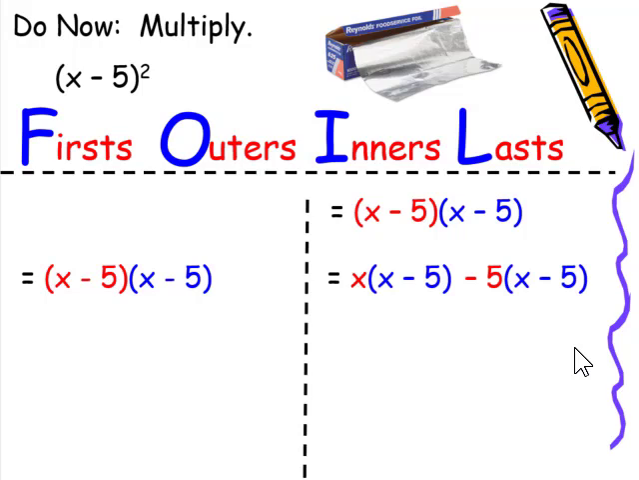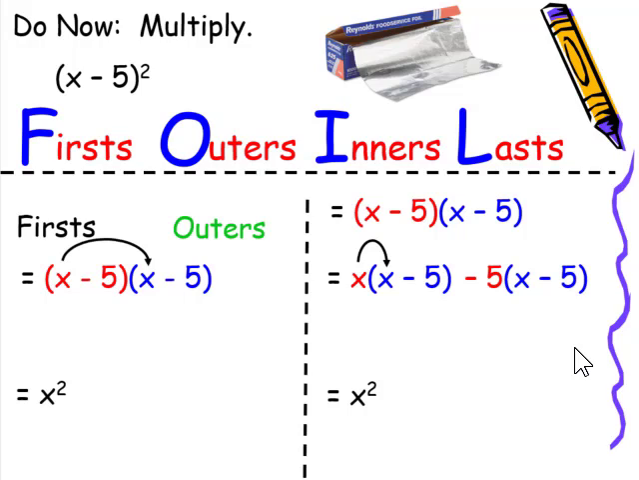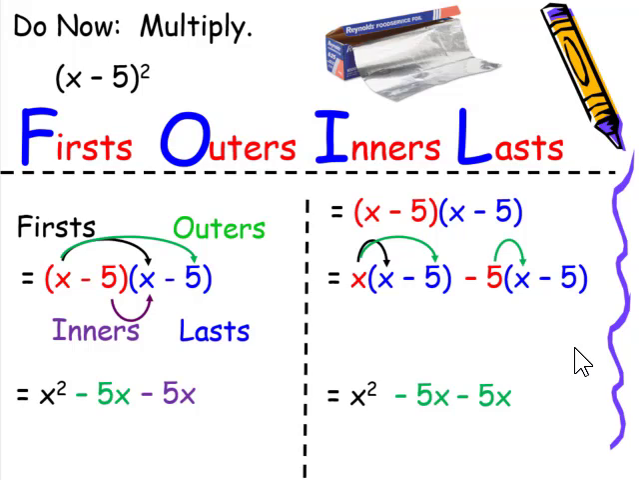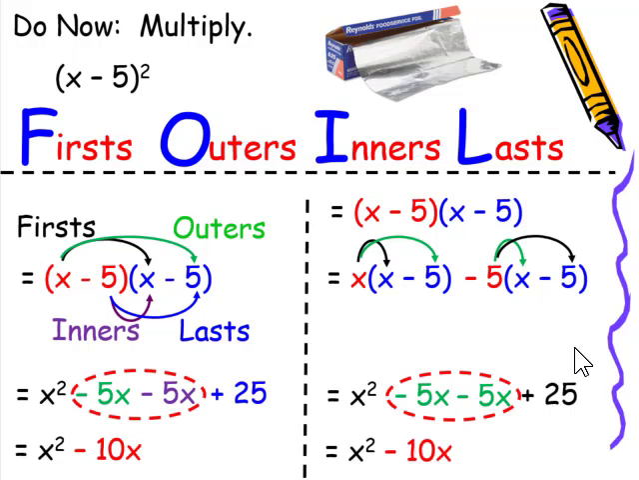So when we go first, it would look something like so. Outers, inners, and then last. Combine like terms, and we are done. All right.